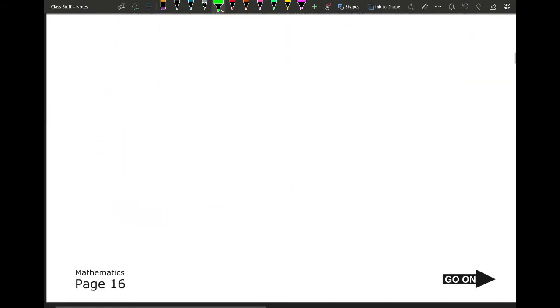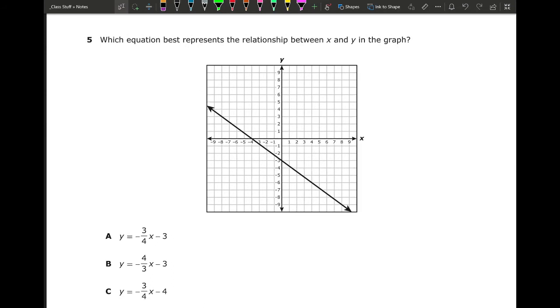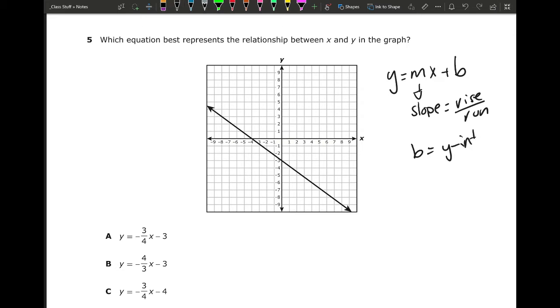Let's look at the next one. Number 5. Which equation best represents the relationship between x and y in the graph? We have this formula on the formula chart, y equals mx plus b. This is the slope-intercept form, or the equation of a linear equation. M is the slope, which is the rise over run, and b is the y-intercept.